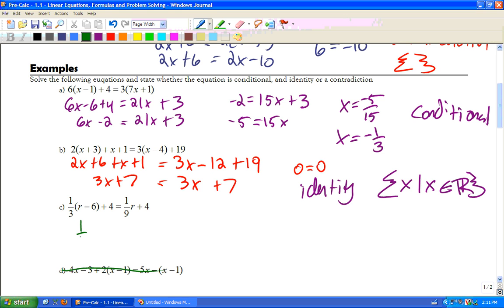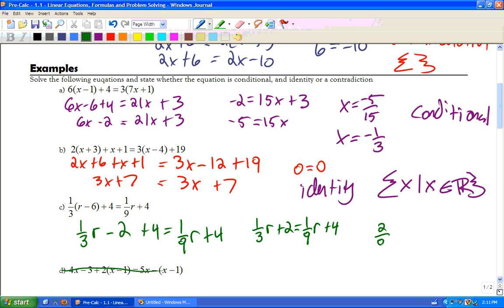C is 1/3 R minus 2 when, once you distribute that 1/3 to the 6 plus 4, which equals 1/9 R plus 4. Combine our like terms. 1/3 R plus 2 equals 1/9 R plus 4. When we combine our like terms again by subtracting 1/9 from 1/3, we get 2/9 R equals 2.